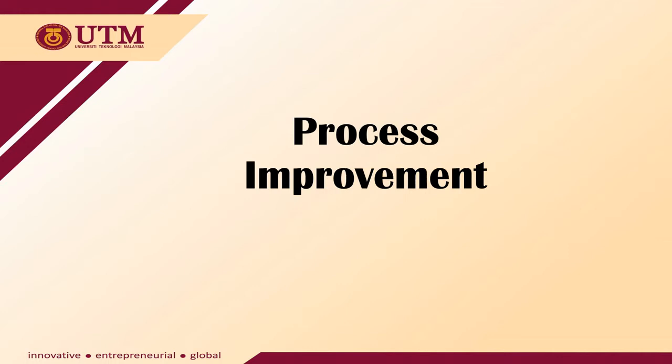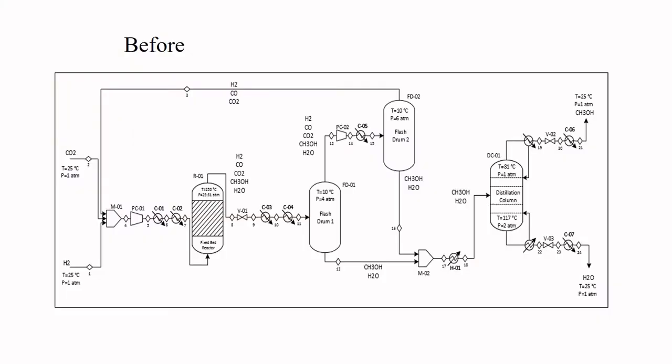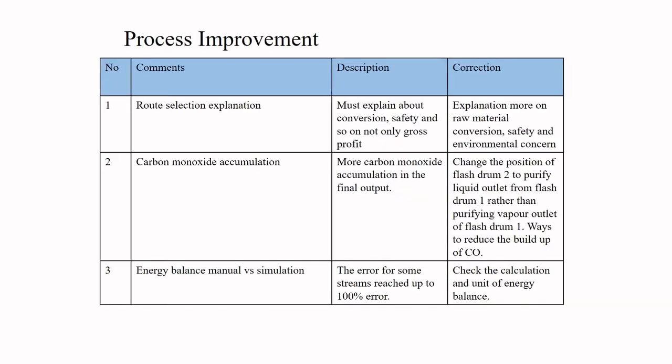First and foremost, I would like to start my group presentation with the first part, which is process improvement. So this is our PFD before we do our correction. For process improvement, there were 3 corrections that we have done based on the comment given. The first one is the route selection explanation. The second one is carbon monoxide accumulation, and the third one is energy balance manual versus the simulation.